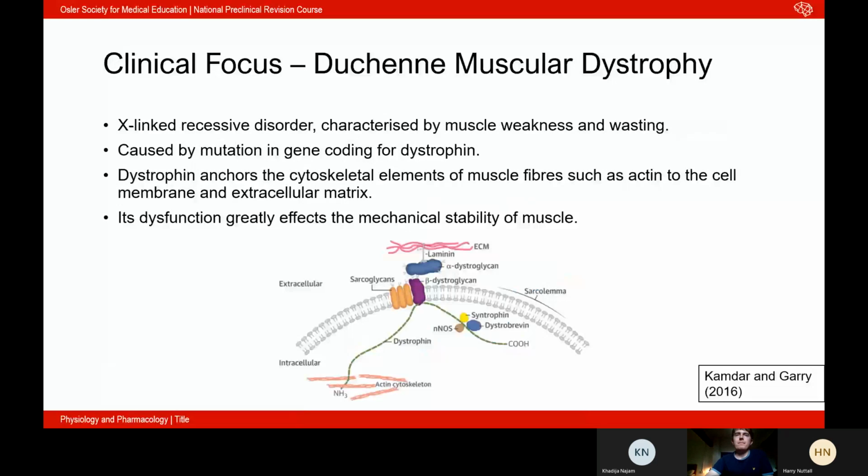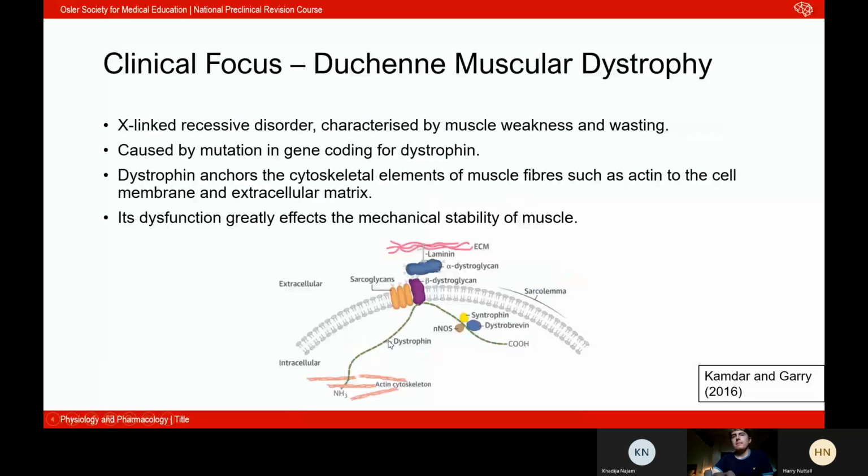So again, to think about clinical relevance of muscle structure, we think of Duchenne muscular dystrophy, and this relates to another key protein, which is dystrophin. Dystrophin binds the actin elements of the cytoskeleton to the muscular membrane and the extracellular matrix beyond. And it's a key molecule for maintaining the mechanical stability of the muscle.